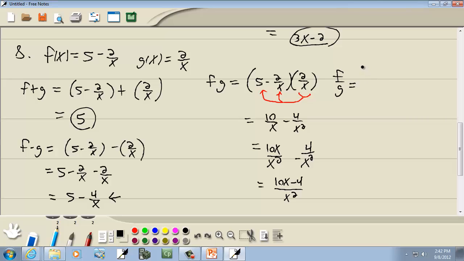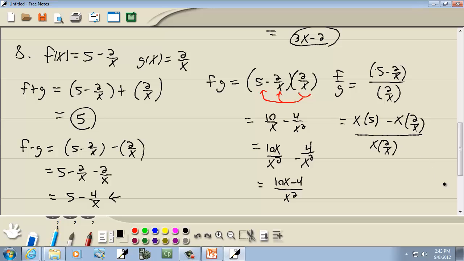Now, last part of this, divide. So f divided by g. So we're going to take our 5 minus 2 over x, and we'll put it over 2 over x. Now this is again a complex fraction, a complex rational expression. The easiest way to simplify a complex rational expression is to multiply everything by the LCM of all your inner denominators. When I say inner denominators, I'm talking about these fractions that are inside. Here we have one, 2 over x, and here we have one, 2 over x. They're both x, so our LCM would be x. So I'll multiply the 5 by x, multiply the negative 2 over x by x, and the 2 over x by x down here.